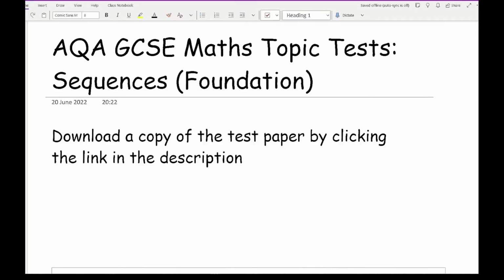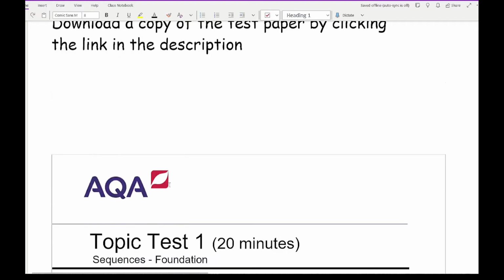Now, before we get started working through this sequences test, it's worth noting that there is no indication about whether these questions are designed for a non-calculator or a calculator paper. So what we'll do is we'll just make sure we show our full working out, and if we need to use our calculator or can't use our calculator to work out a certain calculation, then we'll simply work through it. So let's get started on question 1.